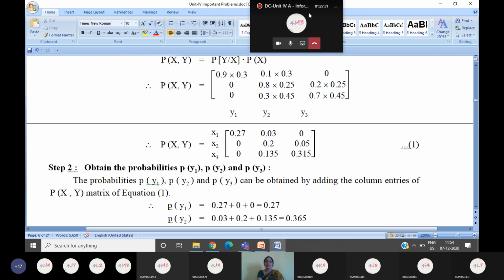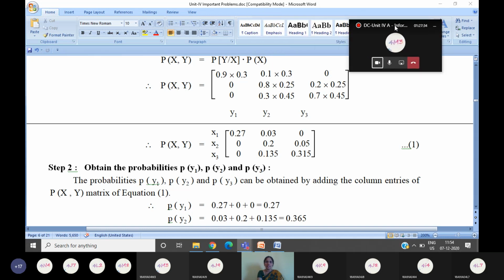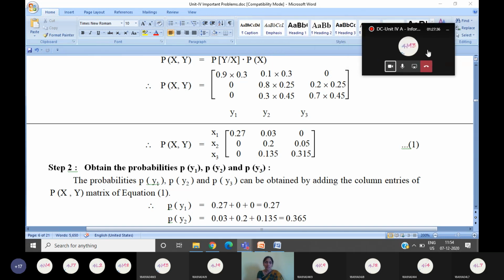Whenever one matrix is given to you, you should be able to tell whether it is a joint probability matrix or a conditional probability matrix. Now we got a joint probability matrix. How can you say that your answer is correct? So any one of you kindly respond. Please unmute yourself and tell me.